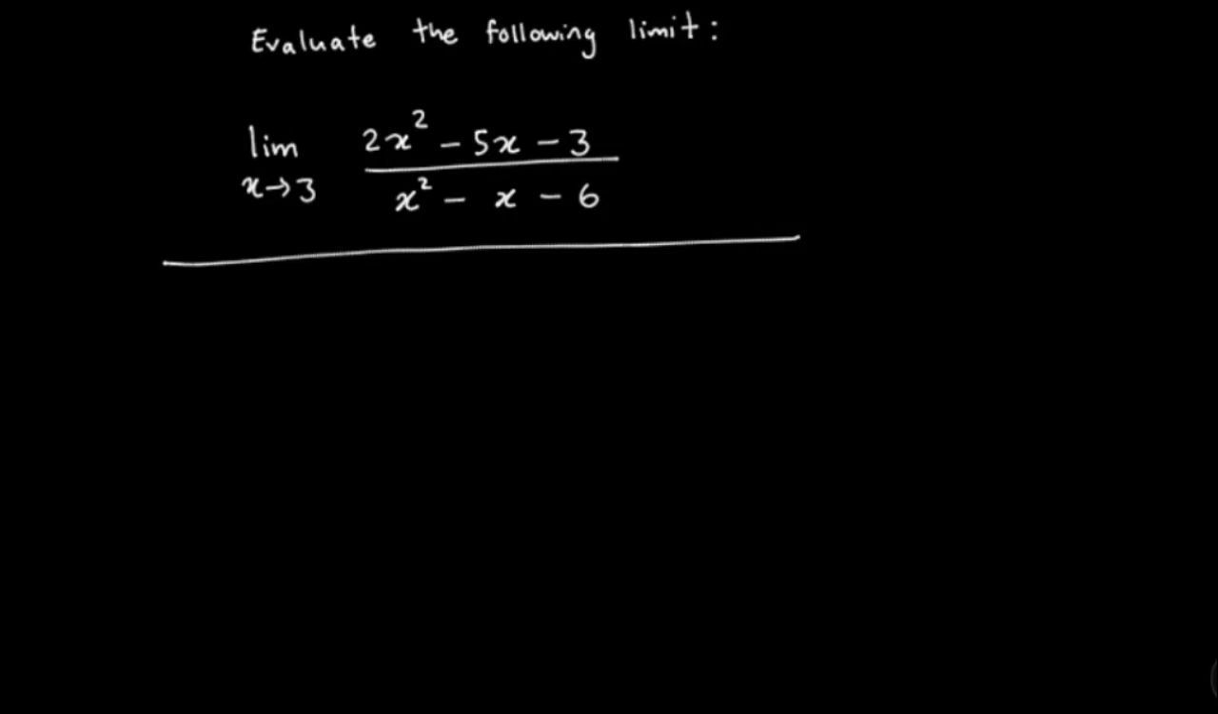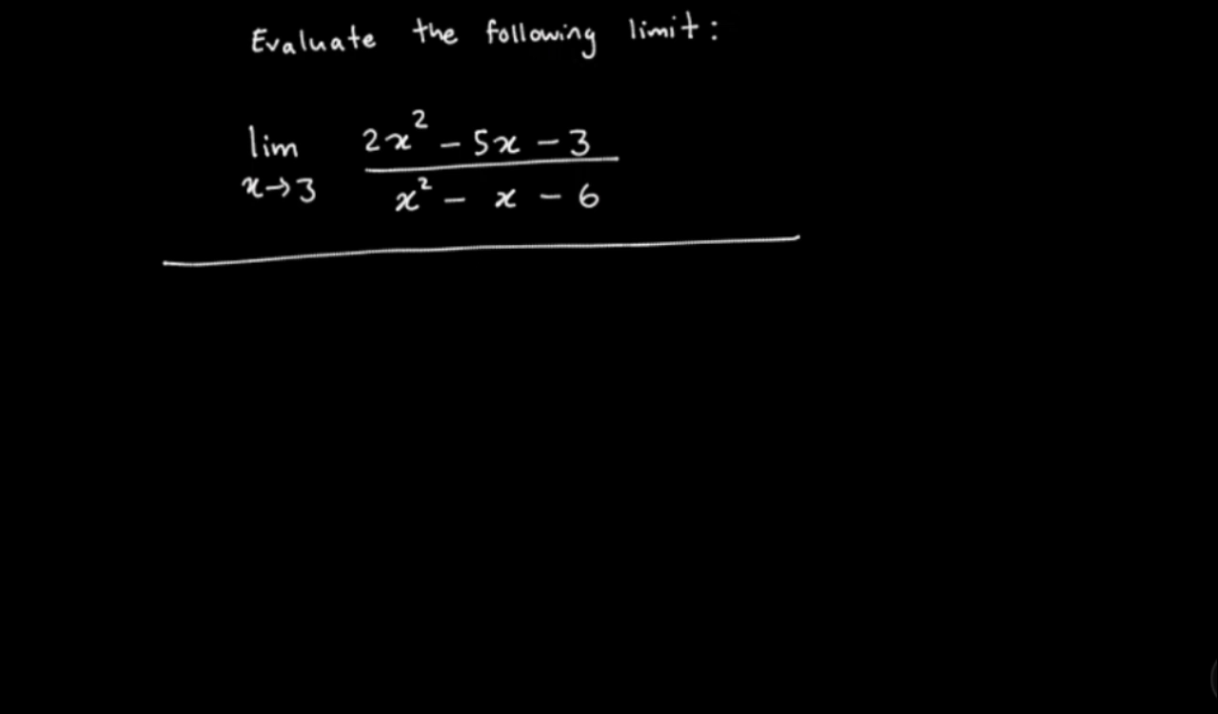Alright, let's evaluate the following limit. Limit as x approaches 3 of (2x squared minus 5x minus 3) over (x squared minus x minus 6). Now, before we actually do anything to simplify this expression on the numerator and denominator, I want to test to see if there are any restrictions with the limit.